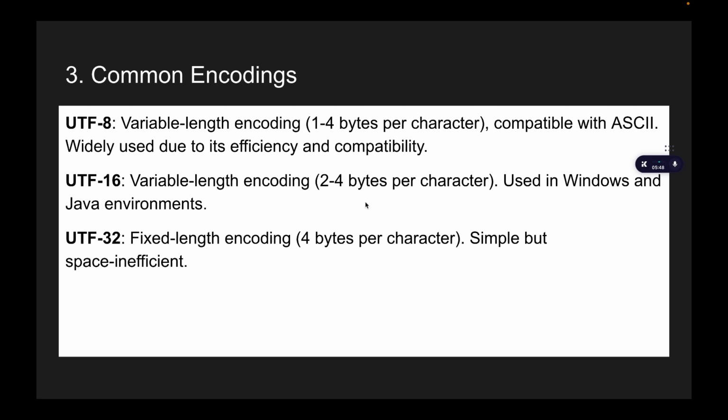ASCII is widely used due to its efficiency and compatibility. Now for this character, it's 2 to 4 bytes. It's used in Windows and Java environments. And for this character, it's 4 bytes per character, simple but space inefficient. So that's why we normally don't use this UTF-32. We try to stick with these two.